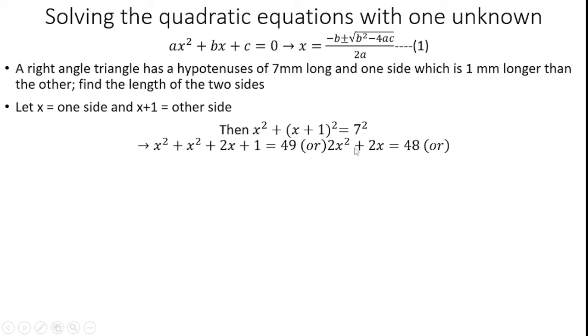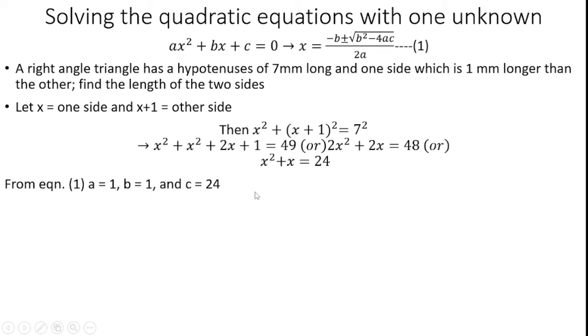x square plus x square is 2x square, plus 2x is equal to 48, because 49 minus 1 is equal to 48. Finally, the common term 2 is available, so I can divide everything by 2. From this I get x square plus x is equal to 24, which is the final equation with respect to the given problem.